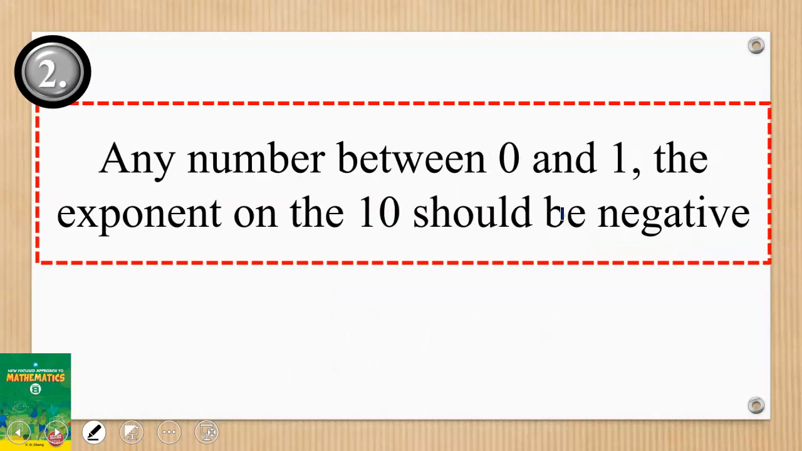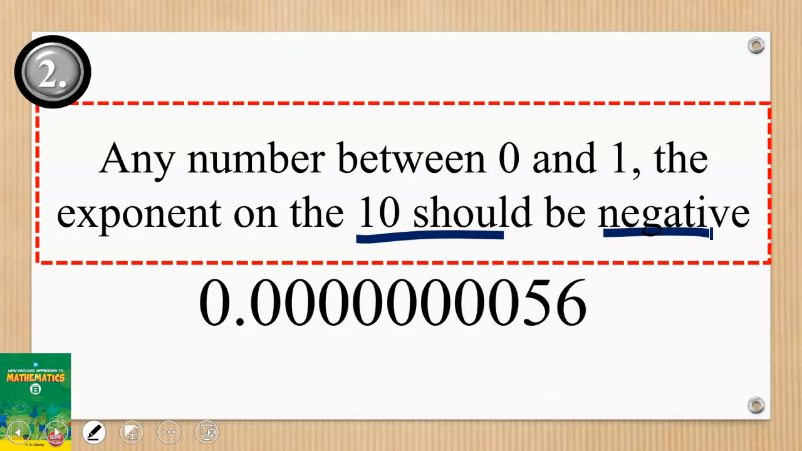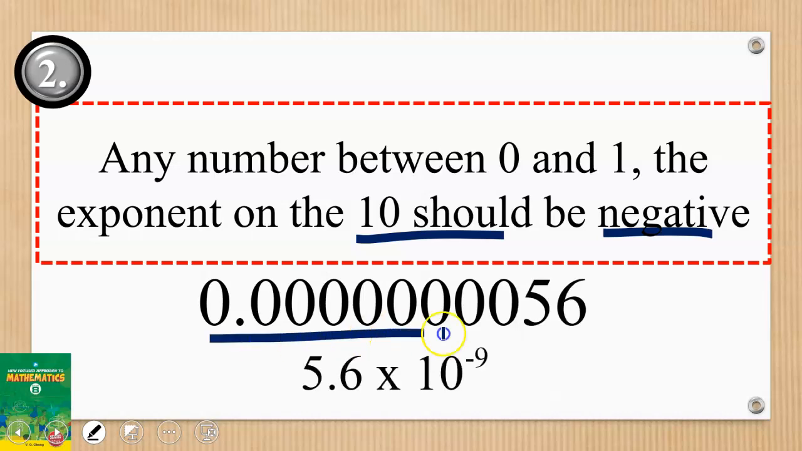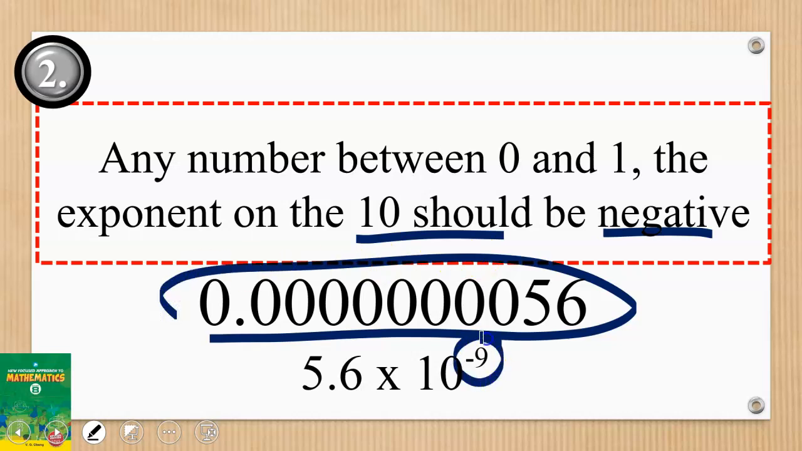That is number one. Number two, for any number between 0 and 1, the exponent on the 10 should be negative. That means if the number is very small, less than 1, between 0 and 1, like 0.003 or 0.972, when you put such numbers in standard form, you must always have a negative exponent. An example can be this. If I have this number, I can write it like this, and because this number lies between 0 and 1, the exponent here is negative 9. And very soon I'll teach you how to write it.